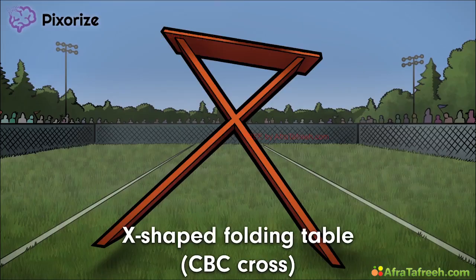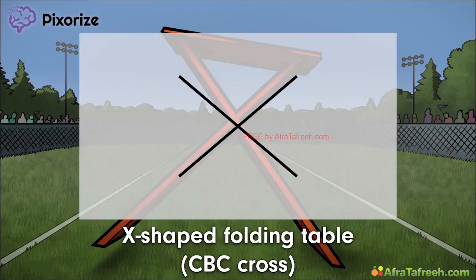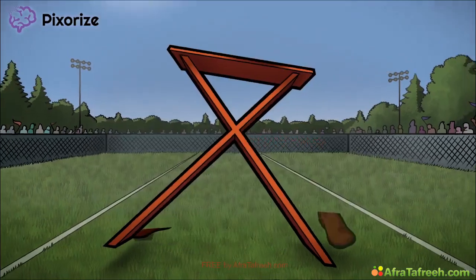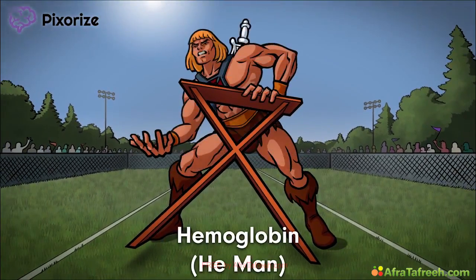On a typical CBC, you'll see a cross that looks like this. Don't worry so much about which lab value goes where yet. We'll get to that in a sec. Now notice who's competing. Yep, it's He-Man.